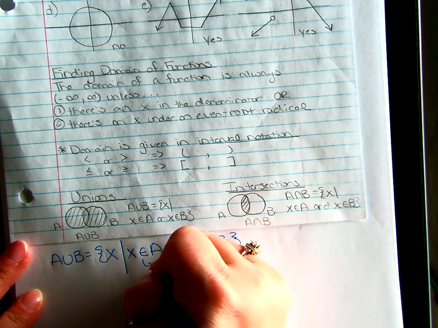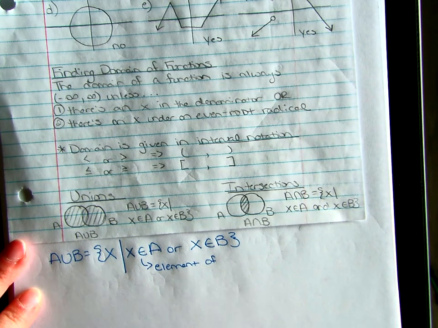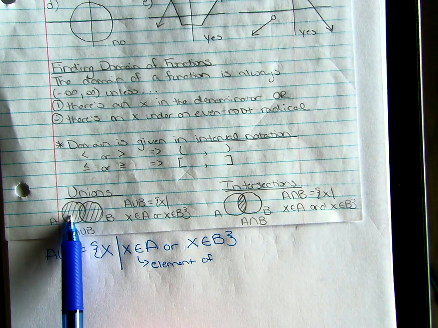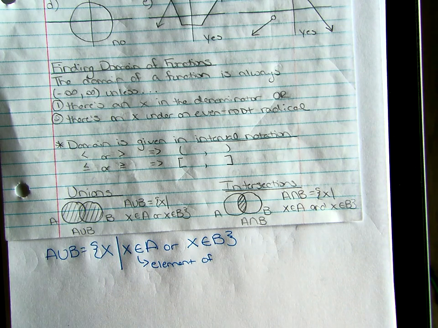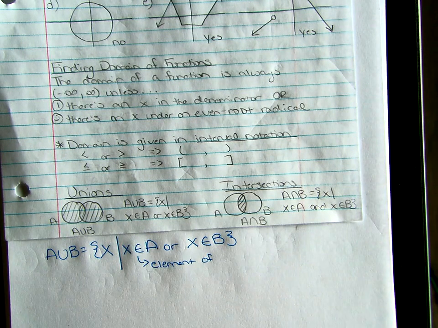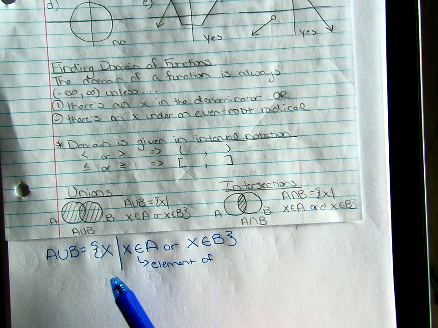So what that's saying is if you lie in the union, then you lie either in set A or in set B, or you could be in both, because there is that section in the middle. But you have to be in one of them in order to be in the union. So that's when you combine them.